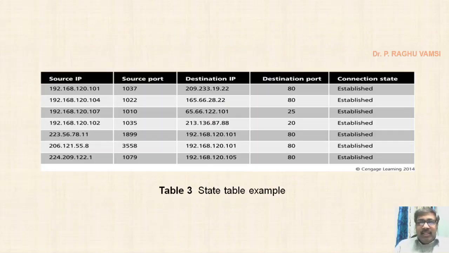The example is like this. Here also a serial number, rule number, source IP, source port, destination IP, destination port, and connection status established will be there. If the connection status is established, then only the packet filtering takes place. Otherwise, packet filtering will not be taken into consideration.